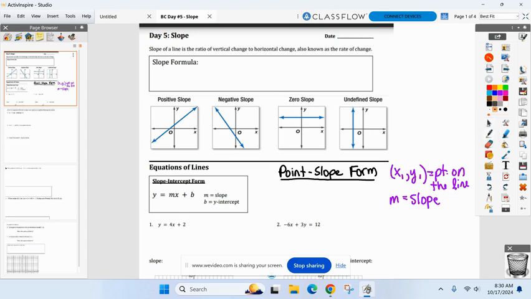Change in y over change in x. Sound familiar a little bit? y2 minus y1 over x2 minus x1. There's your slope formula.